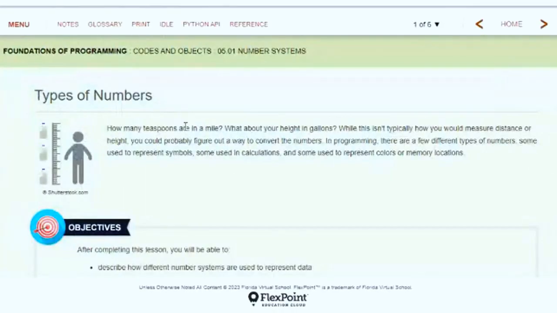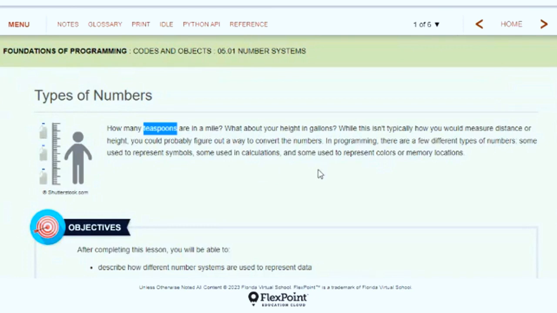Types of numbers. How many teaspoons are in a mile? Like, what? What about your height in gallons? How many gallons tall are you? That's not typically how we would measure distance or height, but you can probably figure out a way to somehow convert that. I'm 9 gallons tall.